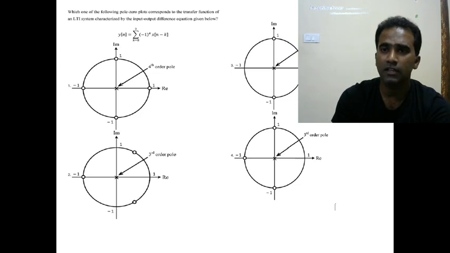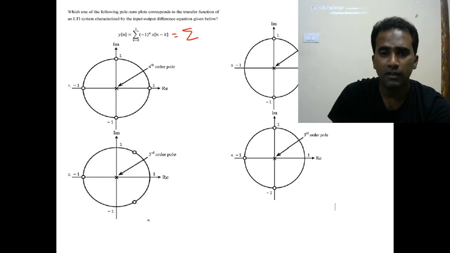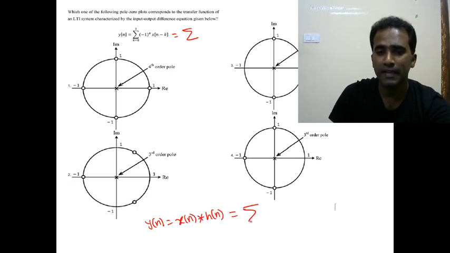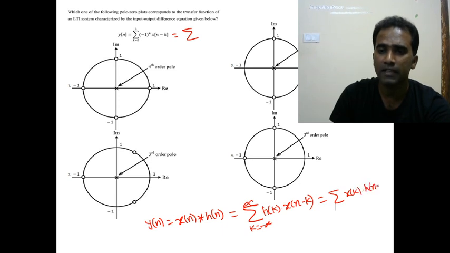So if you want h of z, you should find h of n. If you can find h of n, you can find h of z, and you can say the pole zero locations. Right. Observe this function. We can write the output y of n as x of n convolution with h of n, which can also be expanded as the sum of h of k into x of n minus k, where k runs from minus infinity to plus infinity. Or we can also write it as the sum of x of k into h of n minus k. Both are correct.